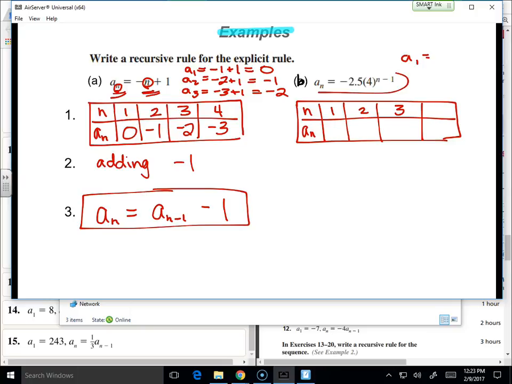They just gave us a formula. This is actually called an explicit formula, where you just plug in n. You don't have to do an a sub n minus 1. It's called an explicit formula.